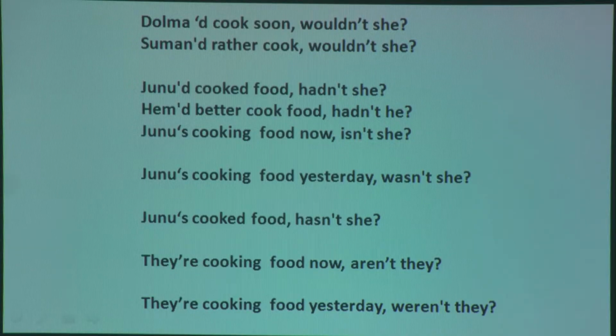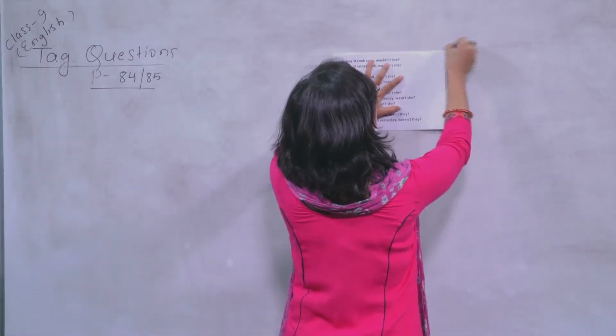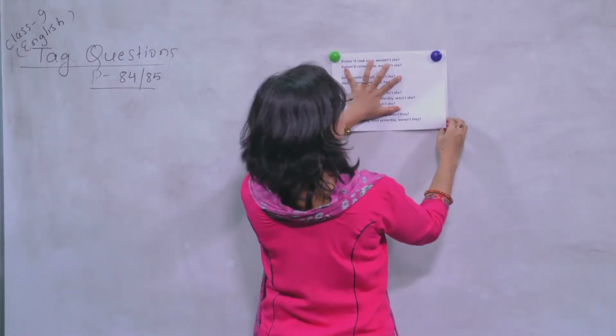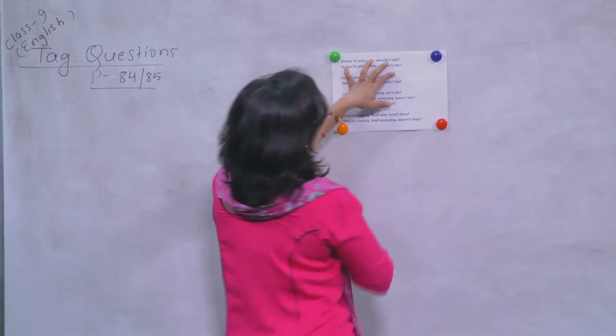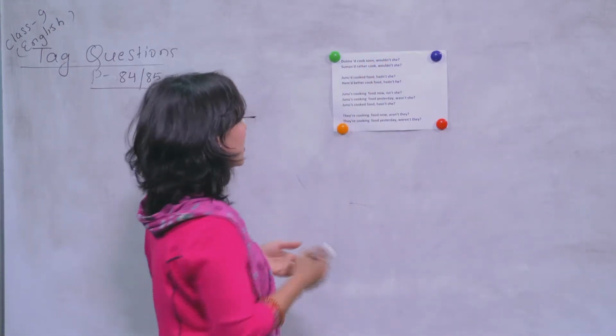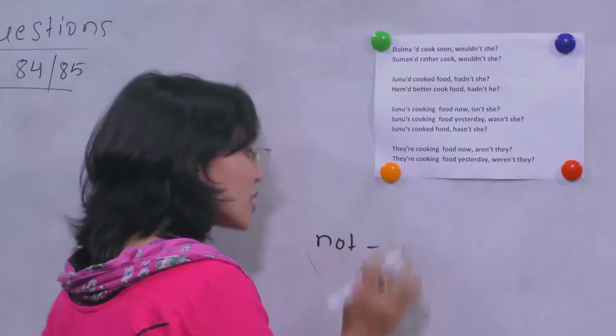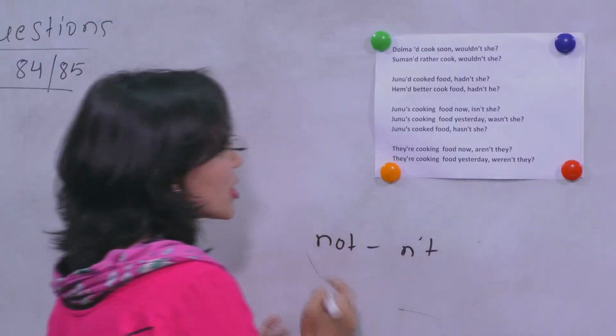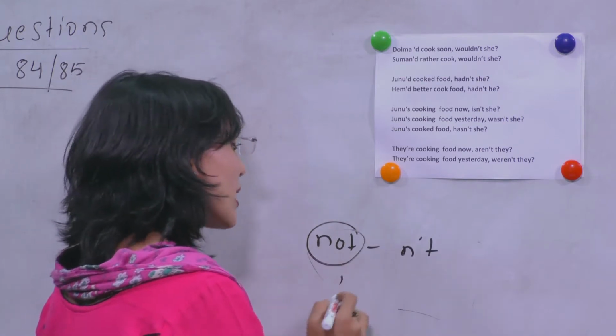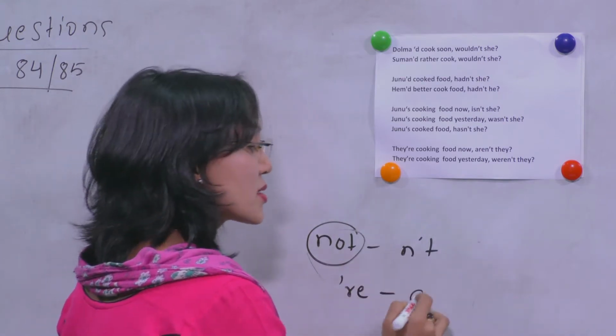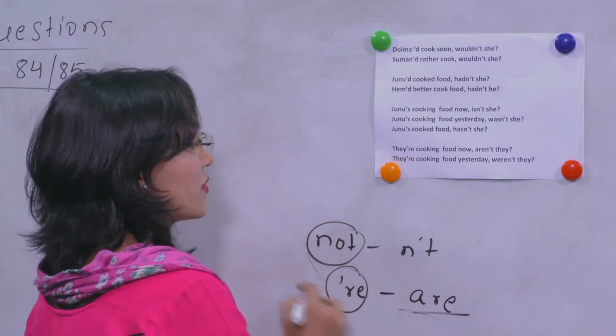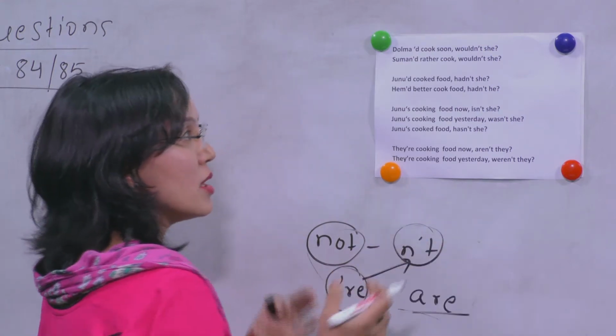Now I have already told you the second area is contraction. So contractions, Dolma. Let's see some examples on the board. Contraction means short form. Instead of writing the full word, if you write n't, then we have contracted the word not. If we write 're instead of are, it is a contracted form. These two are contracted forms, meaning the short forms.